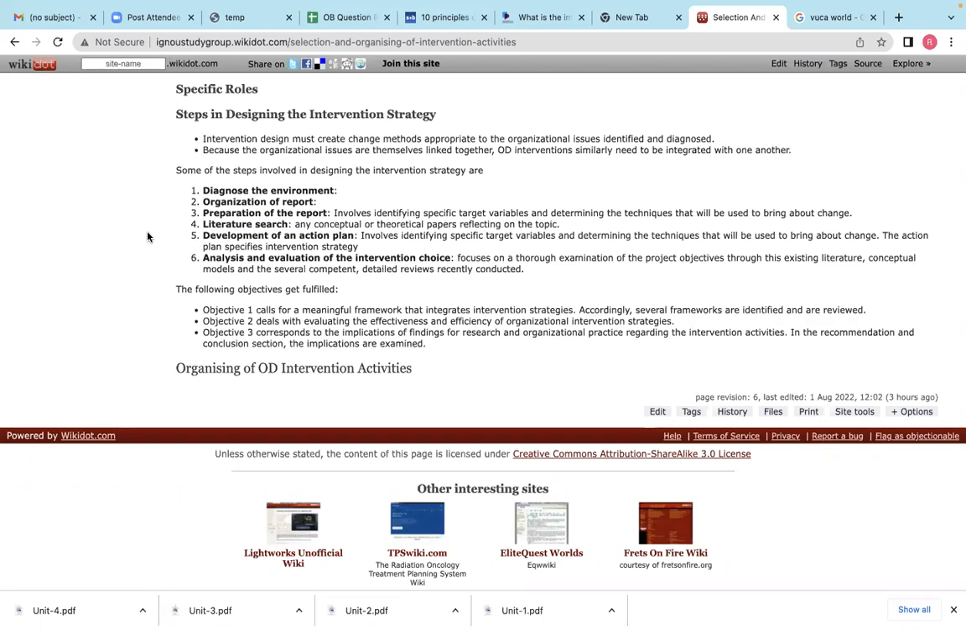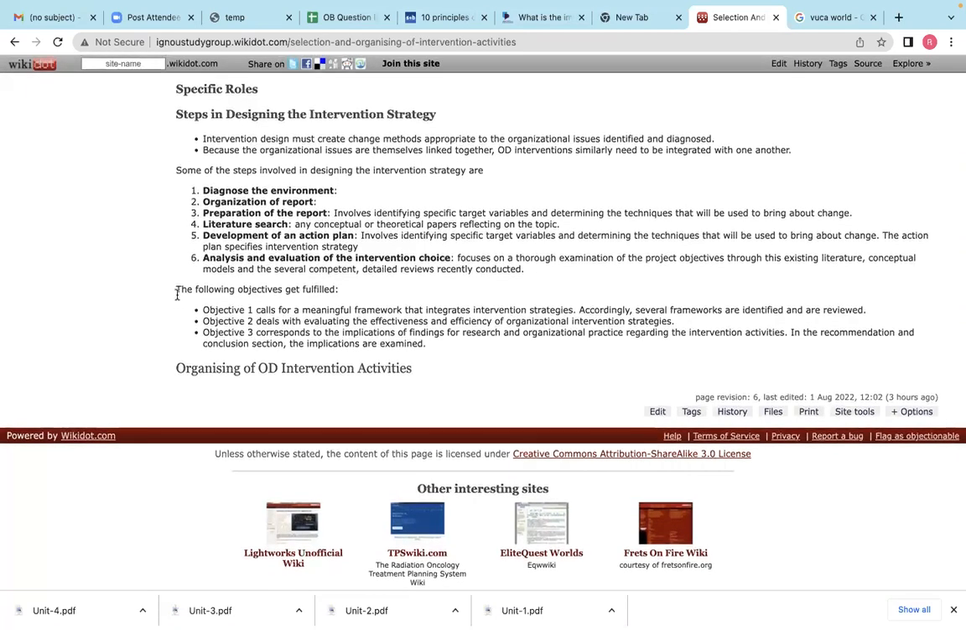Five, development of action plan. This is where you are going to develop the action plan, whatever you are suggesting as part of this particular intervention. Sixth one is analysis and evaluation of intervention choices. So what are the other options on the table, and why do you think that this intervention is better when compared to the other choices? Okay, so these are the six broad steps while you are designing the intervention strategy.